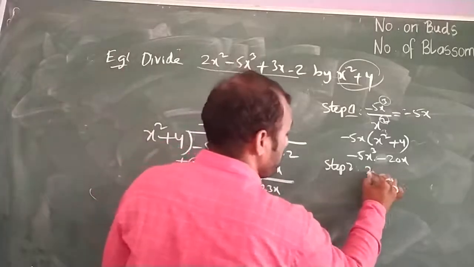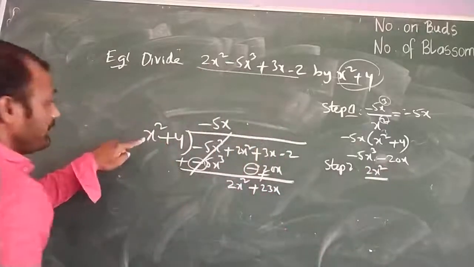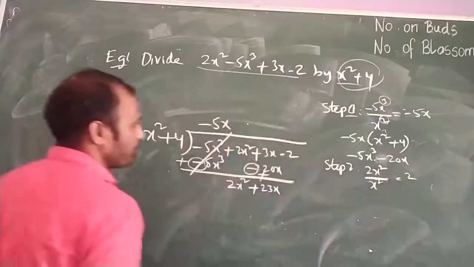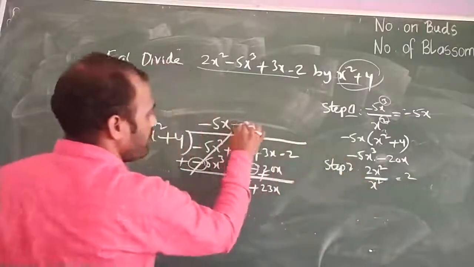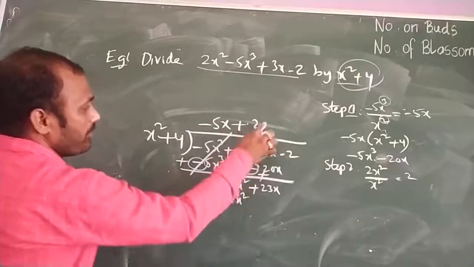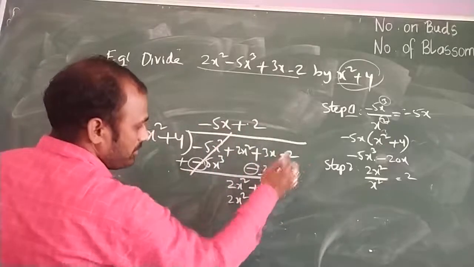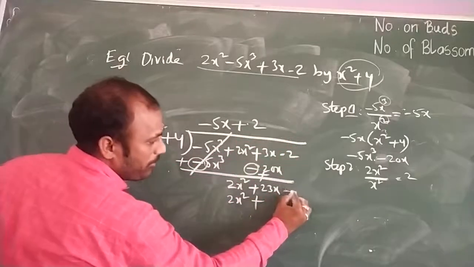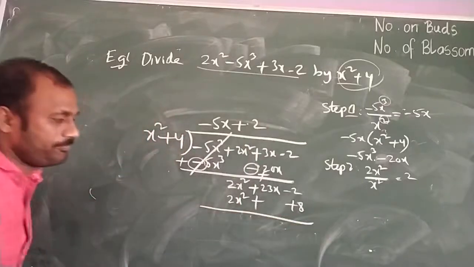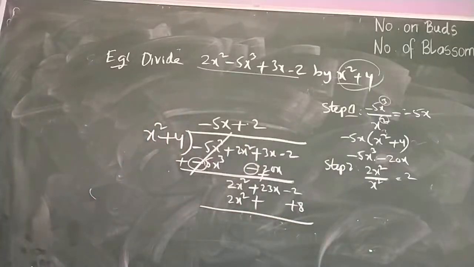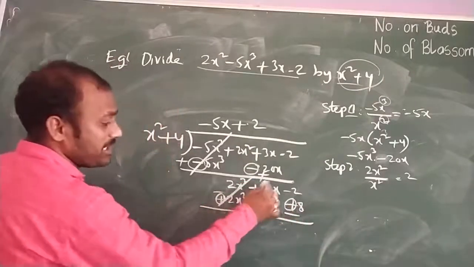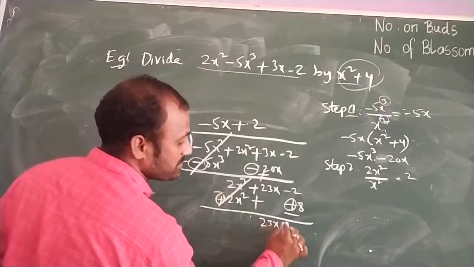So what is the first term here? 2x square divided by x square. So x square gets cancelled, the answer will be 2. Since it is a plus symbol, we write plus 2. So 2 into x square will become 2x square, and 2 into 4 will become 8. This term also I have to bring down, minus 2, so here you write plus 8. Now change the symbols here, plus will become minus, plus will become minus, this gets cancelled. So the answer is 23x minus 10.